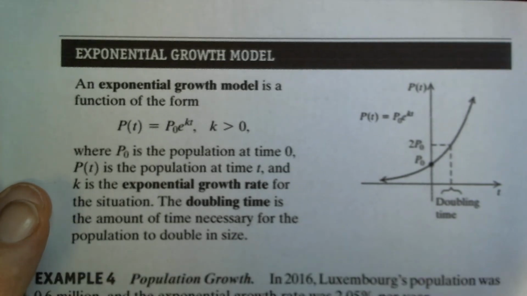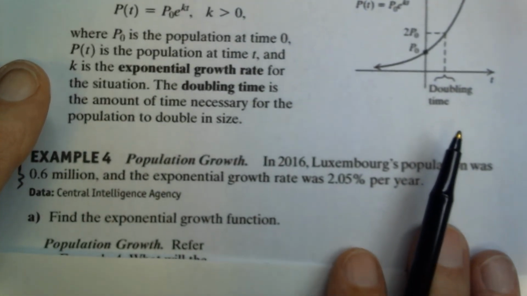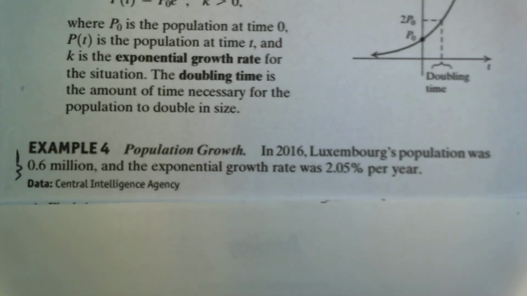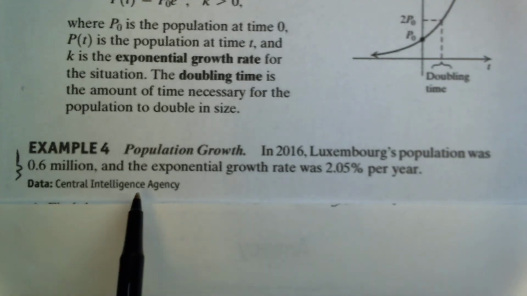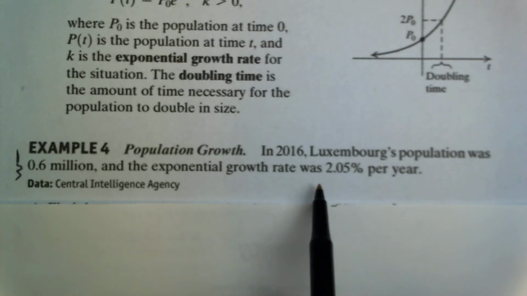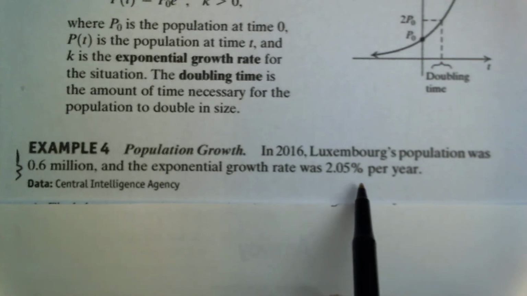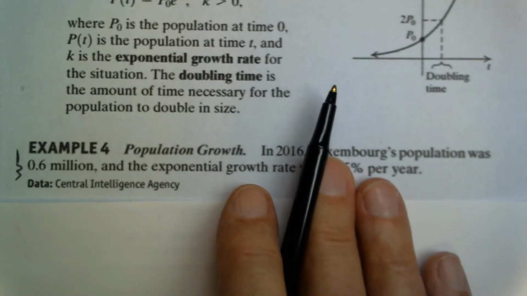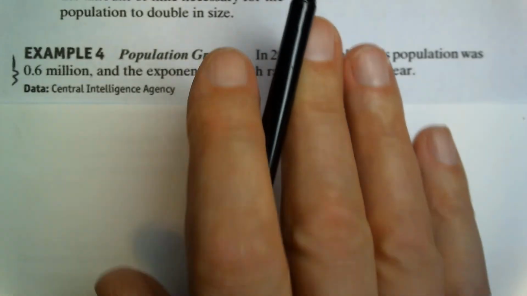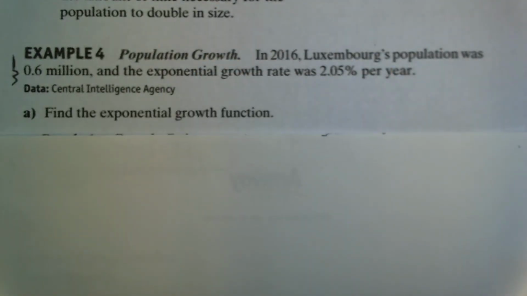Let's look at a simple example. Population growth. In 2016, Luxembourg's population was 0.6 million, and the exponential growth rate was 2.05% per year. A, find the exponential growth function.